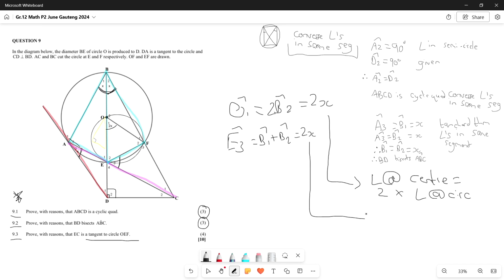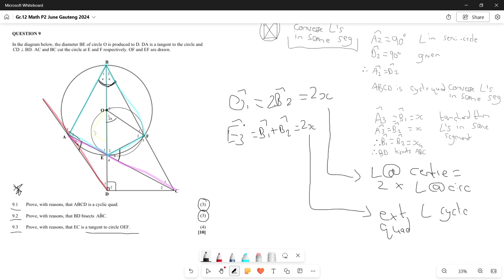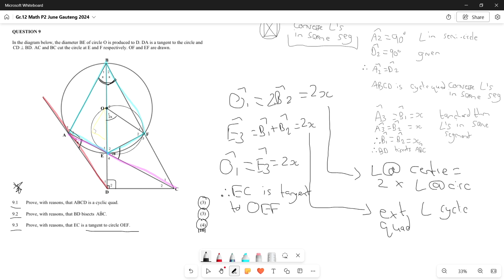And the reason for this one is exterior angle of cyclic quad, which means that O1 equals E3, and that is exactly what we wanted. O1 equals E3 equals 2x, because O1 equals 2 times B2, which equals 2x, and E3 equals B1 plus B2, which equals 2x, and therefore O1 equals E3. As we can see, O1 is 2x, E3 is 2x, which means that EC is a tangent to circle OEF. So we can just write our conclusion, and that would earn us 4 marks over there and 10 marks for this whole section. Great job, guys.